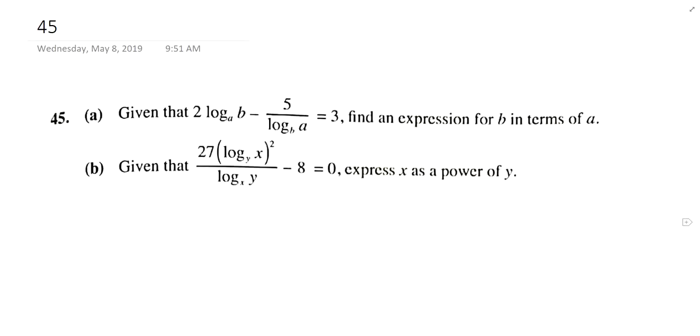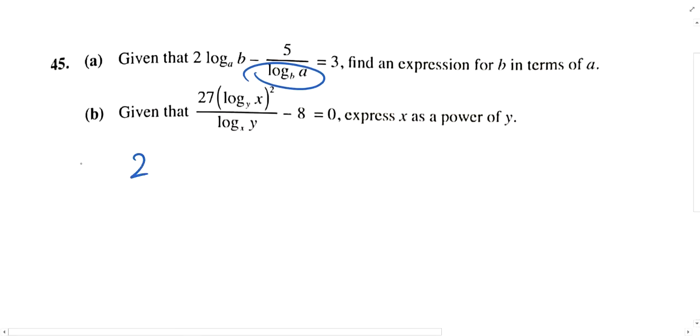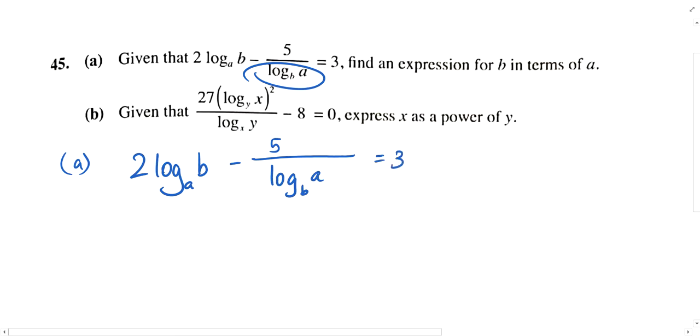Next, how do we do that? So we have part A, 2 log a b minus 5 over, what is in the denominator now? So I write log b a, and then equals to 3. Okay, good. You can sit down.